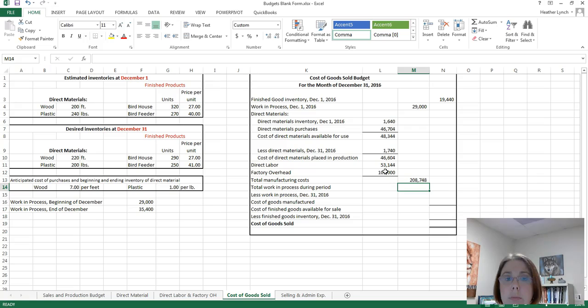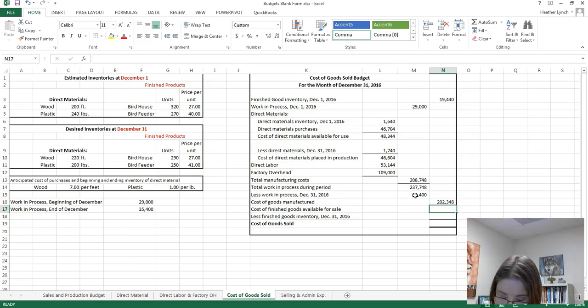We can now add our $29,000, our work in process December 1st, plus our total manufacturing cost. That gives us our total work in process during the period. Less work in process December 31st. They provided that for us. Work in process, end of December, $35,400. So now our cost of goods manufactured is the $237,748 minus the $35,400. That gives us our cost of goods manufactured.